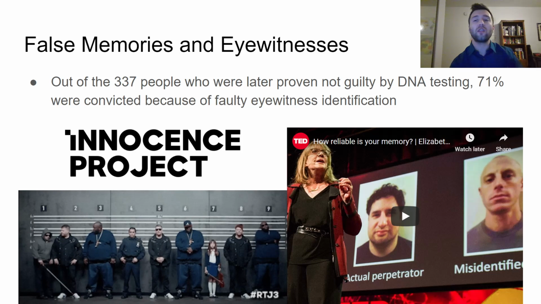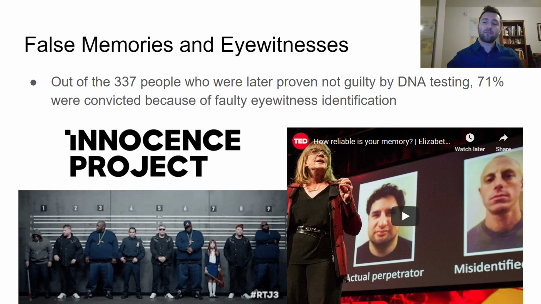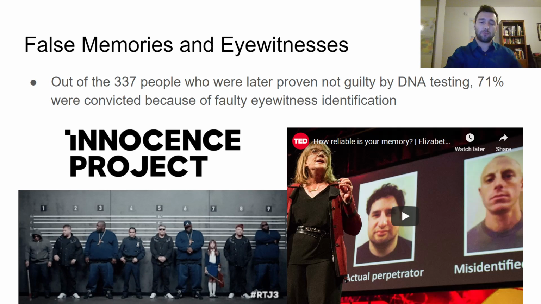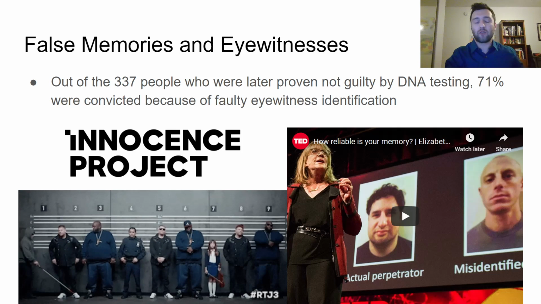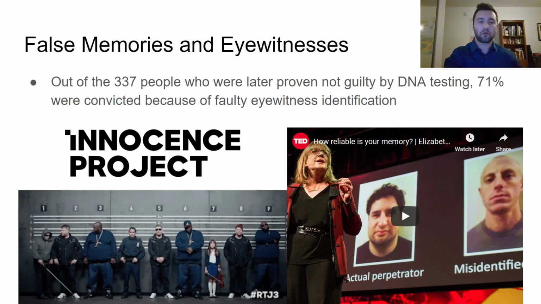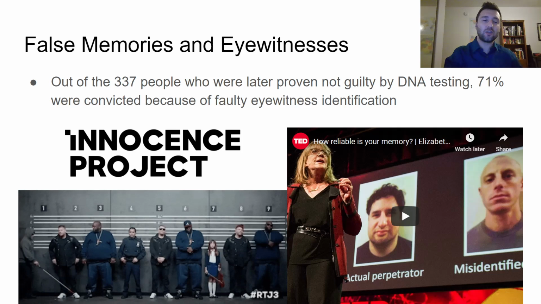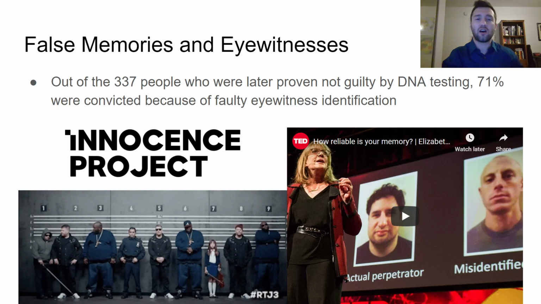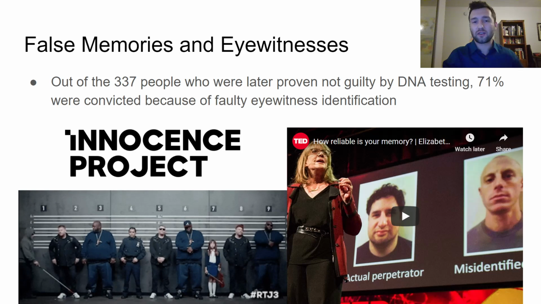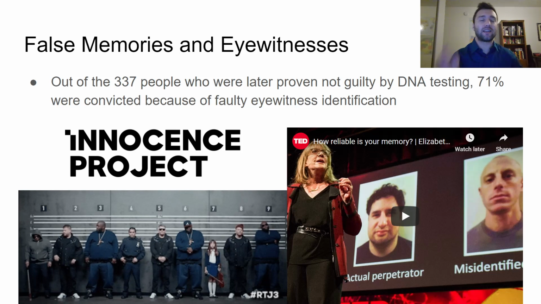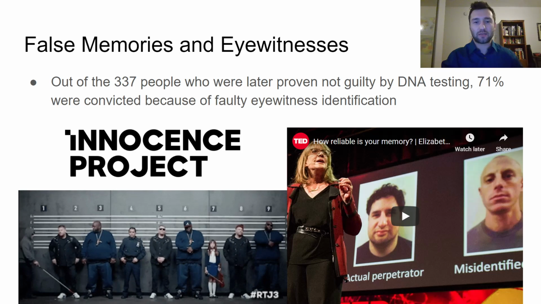But one of the things we found through that is that since then they've freed, and this number has obviously changed, but at the time of me making the slide, they had freed 337 people who were proven not guilty by DNA. They used DNA to prove that this was not the person who committed that crime. Out of those 337, 71% were convicted because of faulty eyewitness identification, which means that 71% of that 337 number, somebody identified them. An eyewitness said that is the person that committed this crime at some point.